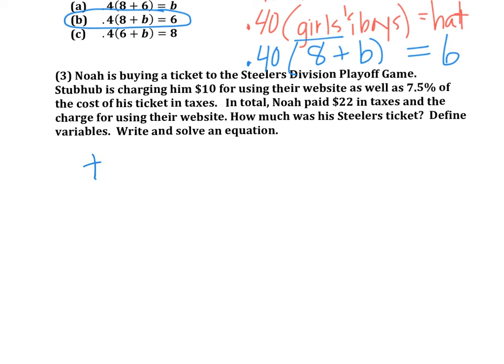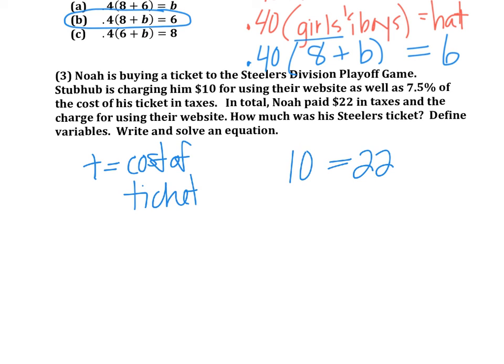So T would be, you could say the cost. T is the cost of a ticket. And 22 was the total. $10 because he just has to use the website. Plus 7.5% of the cost of the ticket. 7.5 as a decimal in an equation is 0.075, and then it's times the cost of the ticket times the T.